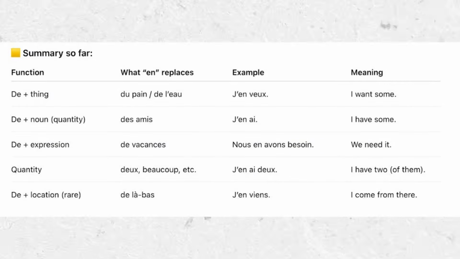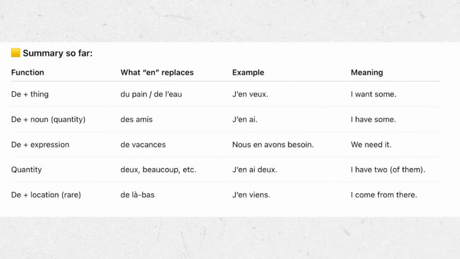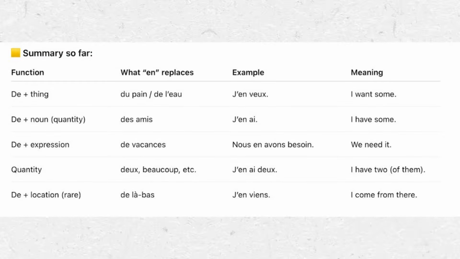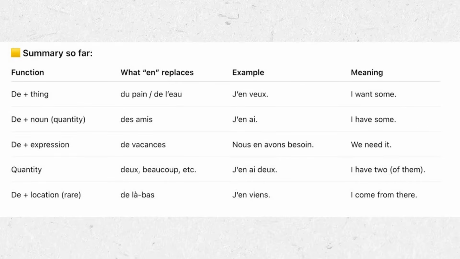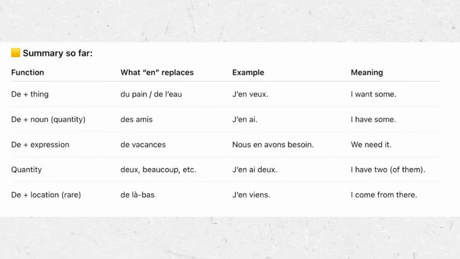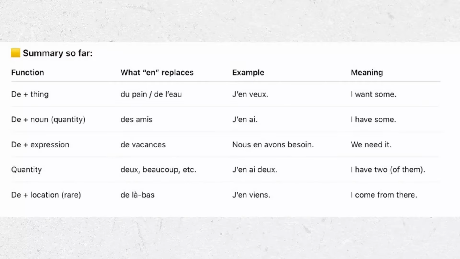Now the third line, "de plus expression." This happens with verbs that always use de, like avoir besoin de, parler de, rêver de, and so on. Okay? So par exemple, "nous avons besoin de vacances, nous en avons besoin." So "en" did what? It replaces "de vacances."